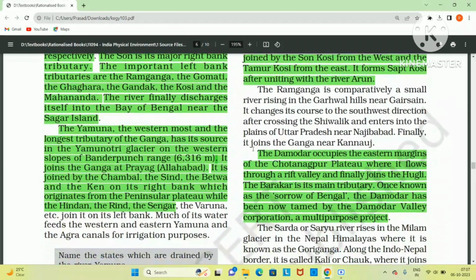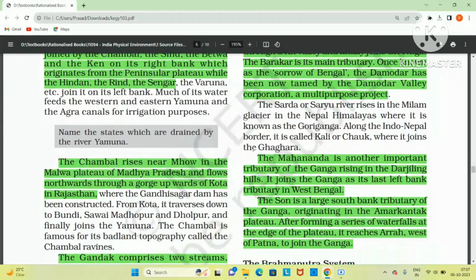The Damodar occupies the eastern margins of the Chota Nagpur Plateau, where it flows through a rift valley and finally joins the Hooghly. The Barakar is its main tributary. Once known as the Sorrow of Bengal, the Damodar has now been tamed by the Damodar Valley Corporation, a multi-purpose project. The Mahananda is another important tributary of Ganga, rising in the Darjeeling Hills. It joins the Ganga as its last left bank tributary in West Bengal.